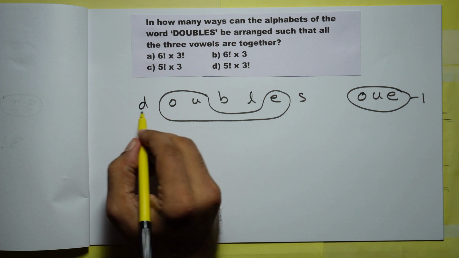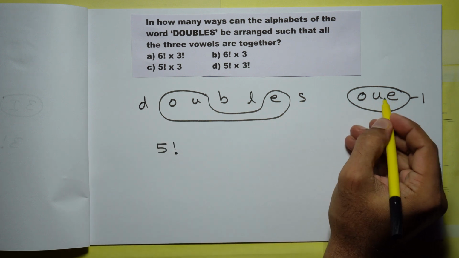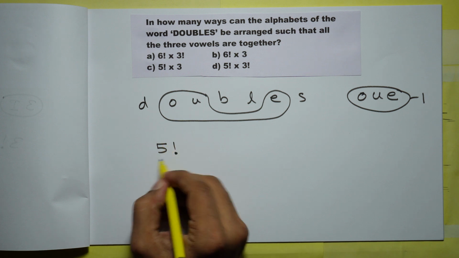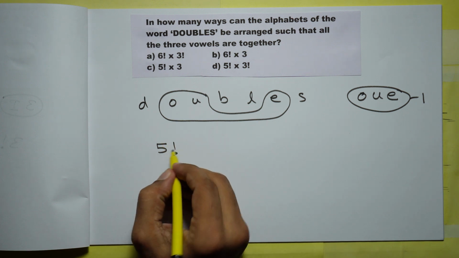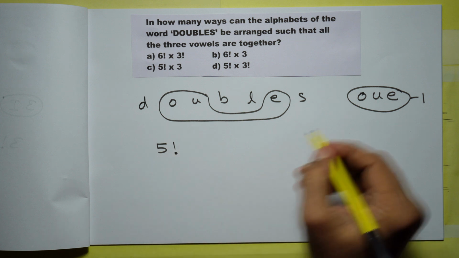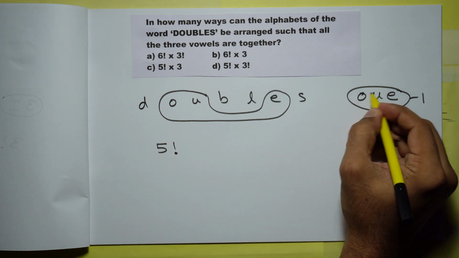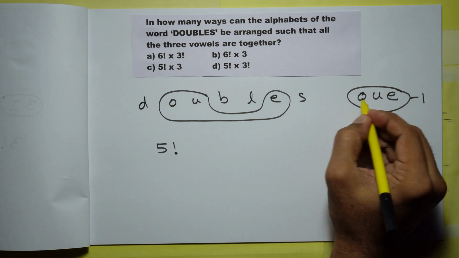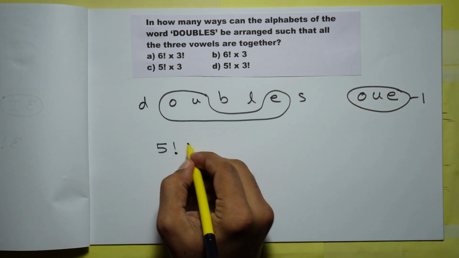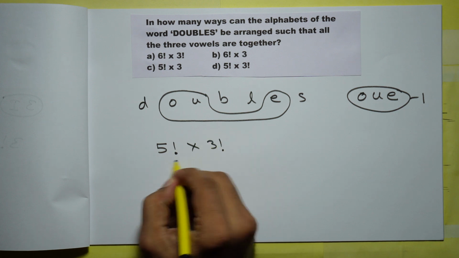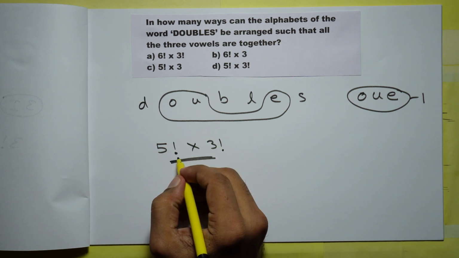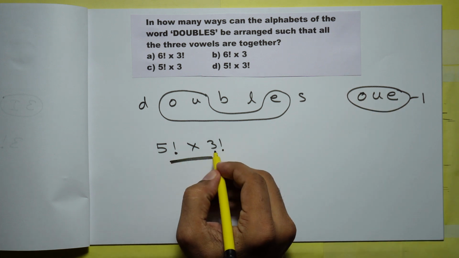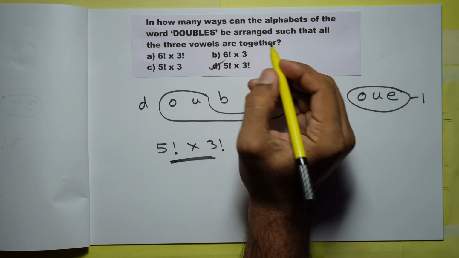That is four consonants D, B, L, S, and this one alphabet also. So 4 plus 1, 5. They can be interchanged in 5 factorial ways. And in each of these 5 factorial arrangements, wherever this one alphabet is, O, U, and E can be interchanged among themselves, 3 of them in 3 factorial ways. So 5 factorial into 3 factorial. This is the number of arrangements where the three vowels are always together. 5 factorial into 3 factorial, option D.